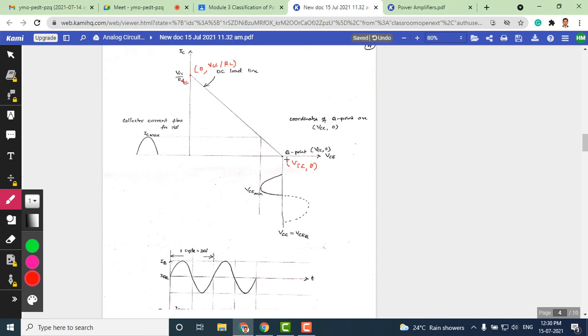And now you can see here for the class B operation, the Q point is located on the x-axis. This is where the Q point is located. In previous class A, we have shown that Q point is located at the mid of the load line, that is active region. But now Q point for the class B is located on the x-axis, which is nothing but the cutoff region. So this is a cutoff, because base current is 0 in the cutoff region. So this is cutoff region.